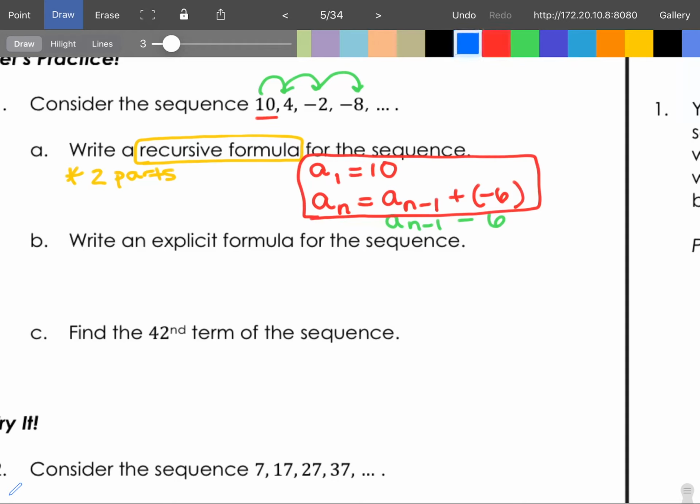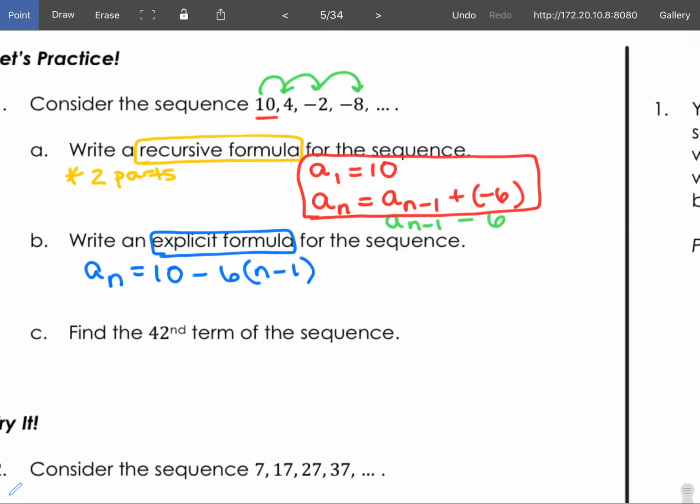All right, an explicit formula. Write an explicit formula for the sequence. So the explicit formula, it's always going to look like this. a sub n equals, you're going to start out with the first term. What is the first term of this sequence? It is 10. And then we're always going to look at what we're doing. We're adding or subtracting. Looks like we're subtracting 6, so we're going to write minus 6, and then you always put n minus 1 in parentheses. And that's it. You're done.